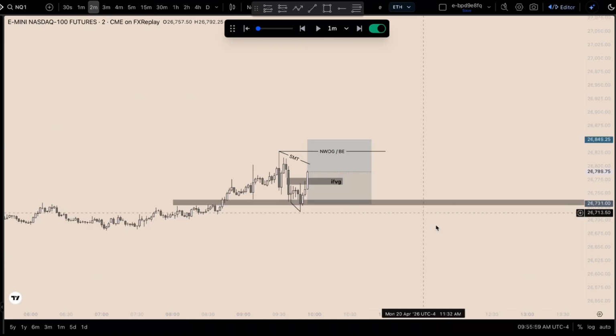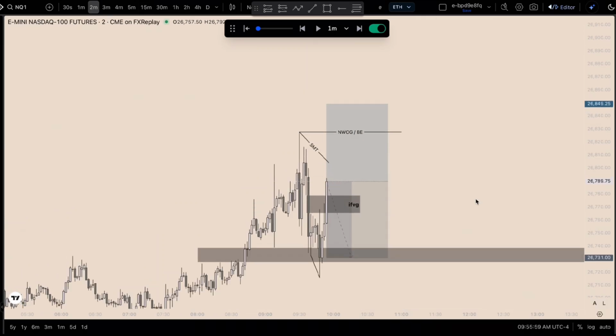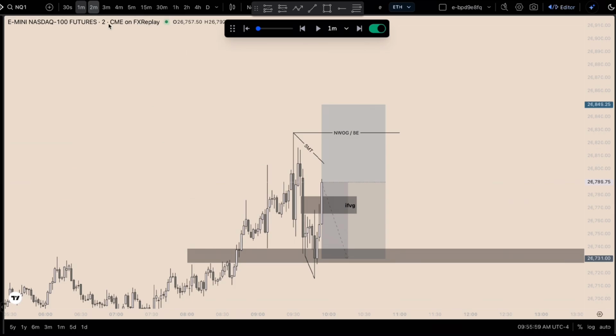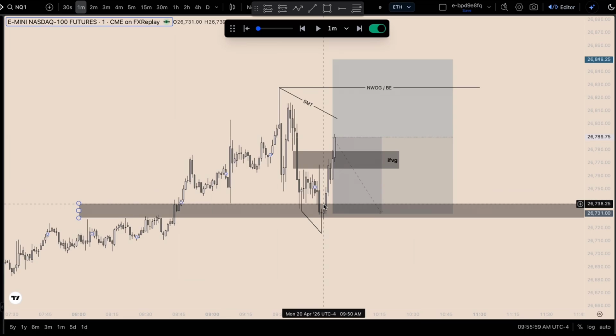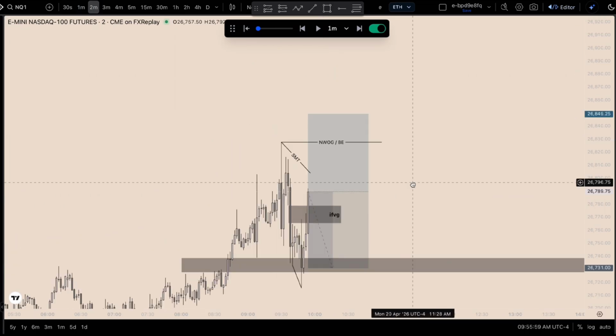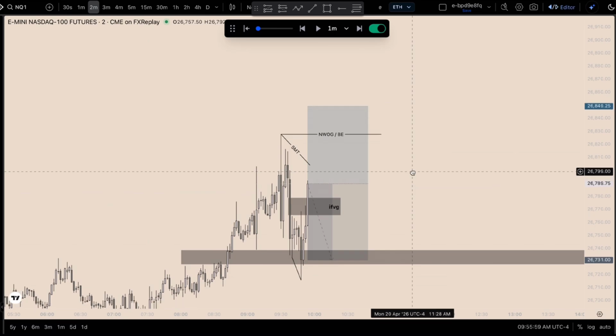The biggest mistake on this that I made was not taking the current manipulation leg. You can see with IFEGs, the model is taking the current manipulation leg, which was this leg, which I did not take, and instead I took this dumb 2-minute. It just sucks so much.